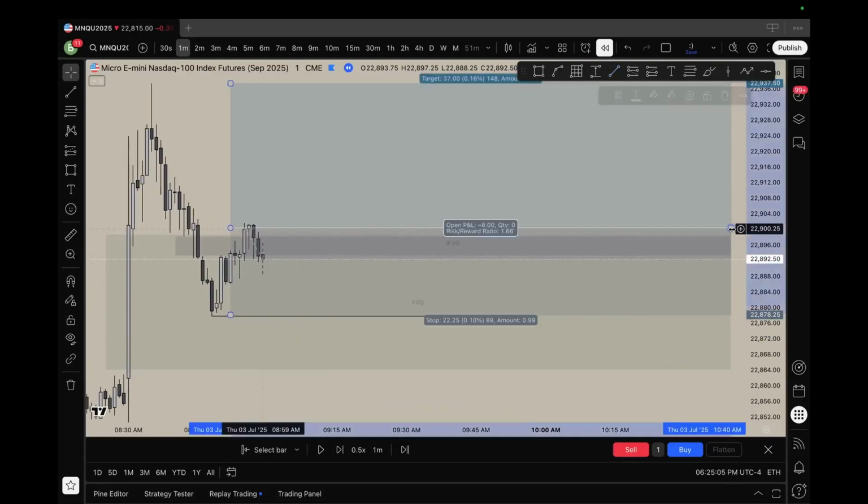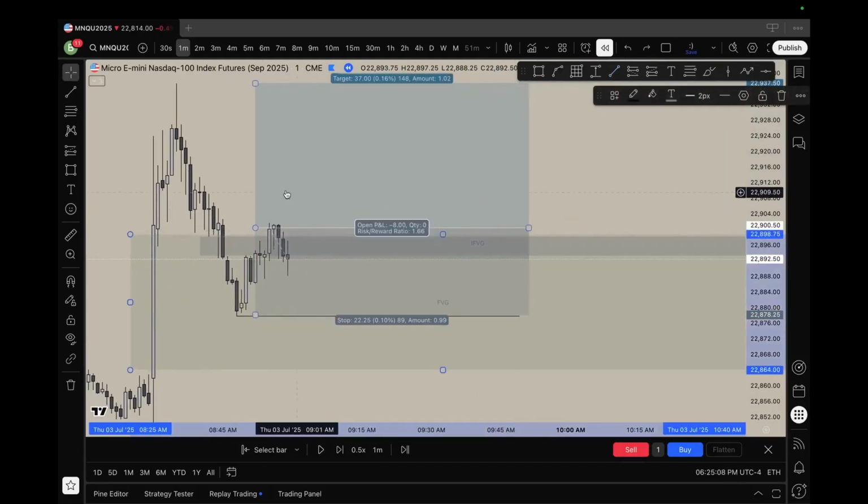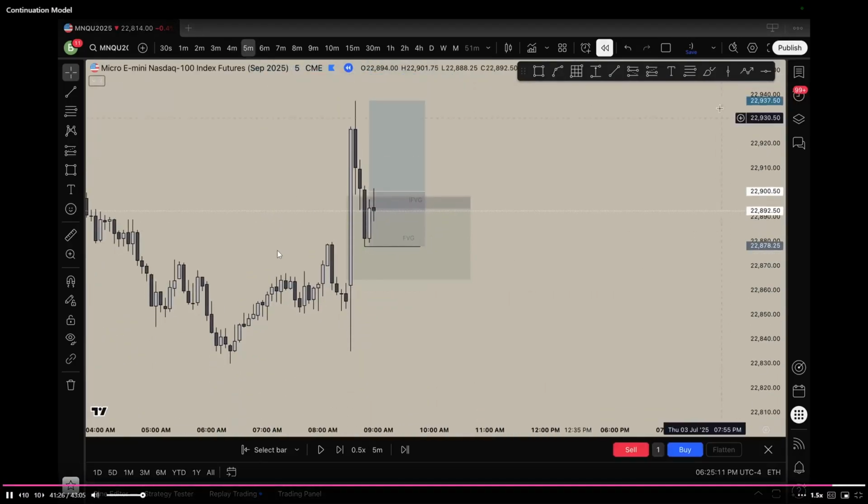Now the reason that this doesn't matter, guys, is because we have already traded into this 5 minute gap. We have already rebalanced this. Which would be called a breakaway gap. This whole entire range, right?